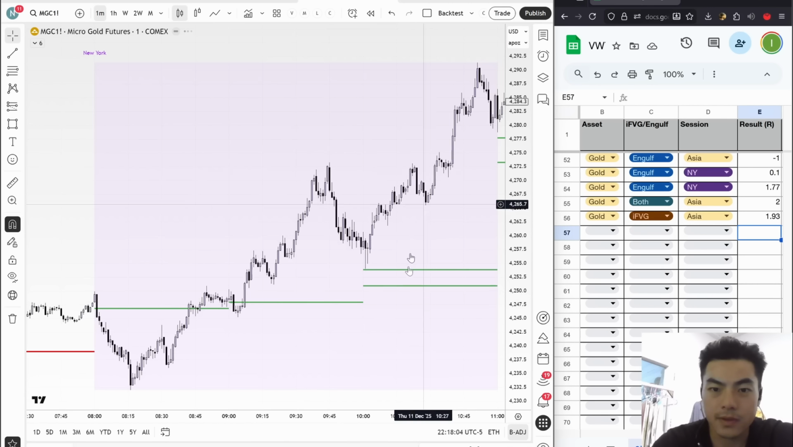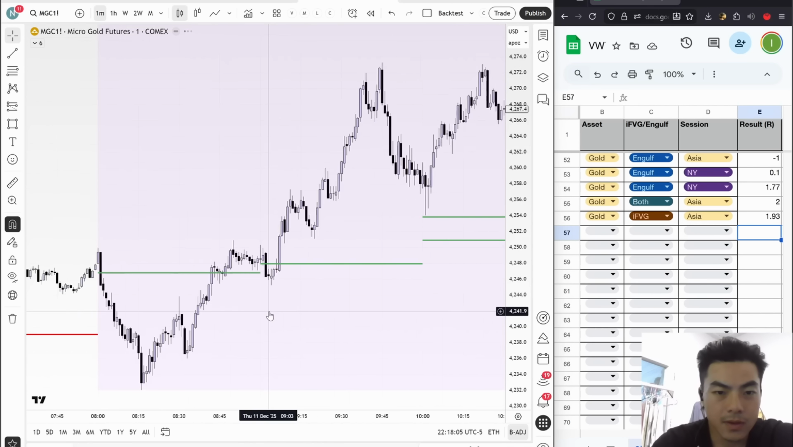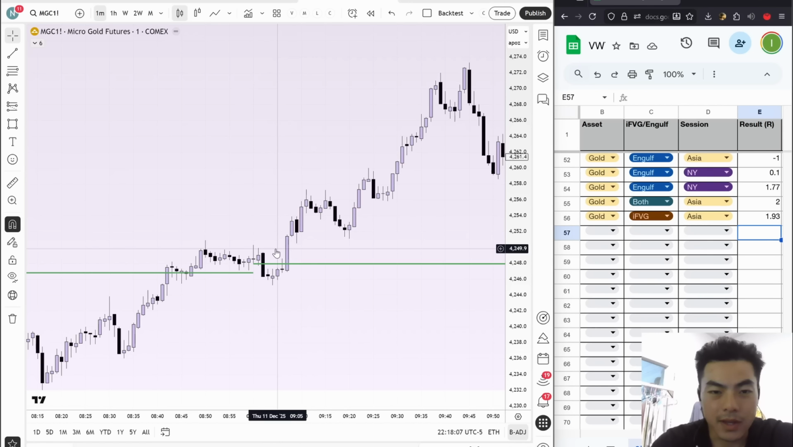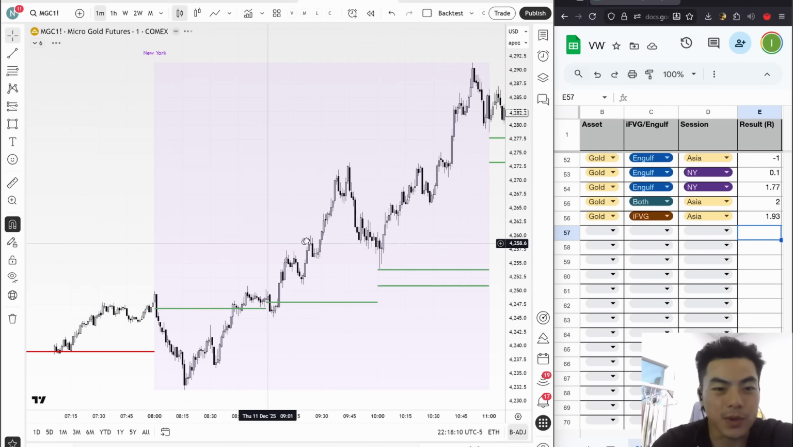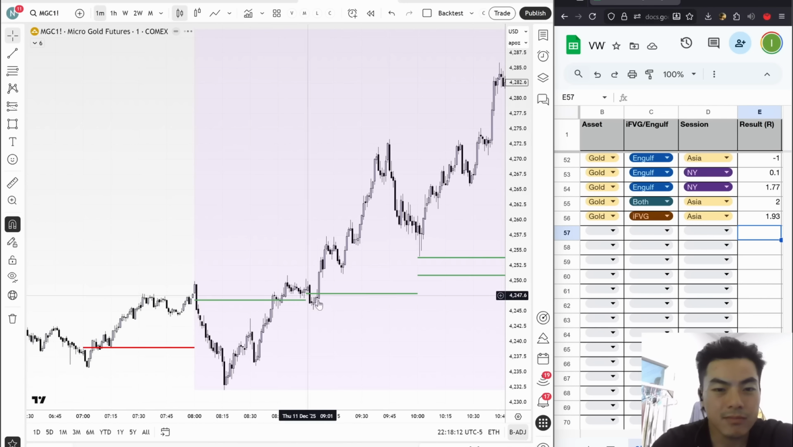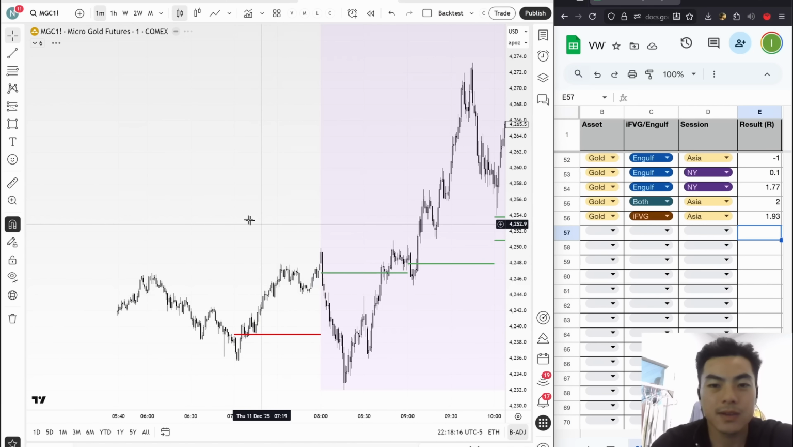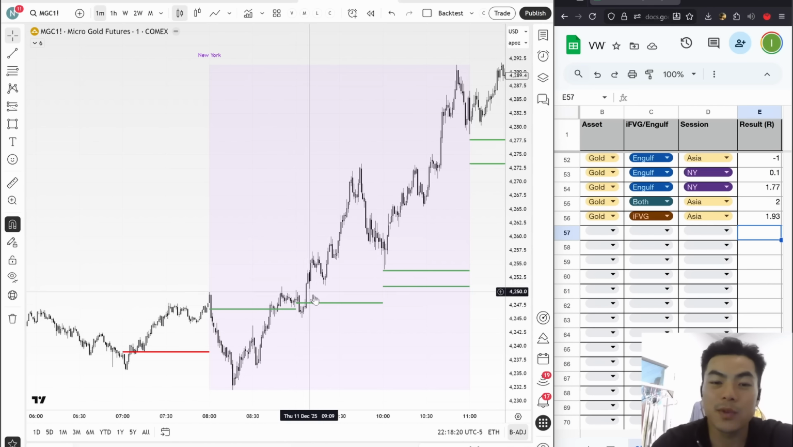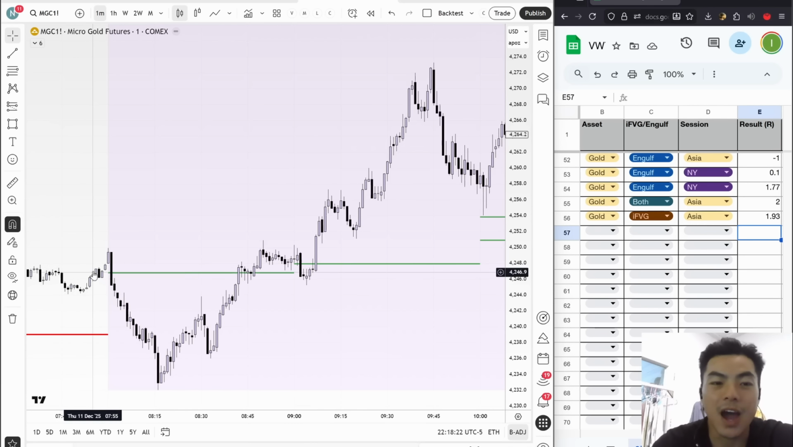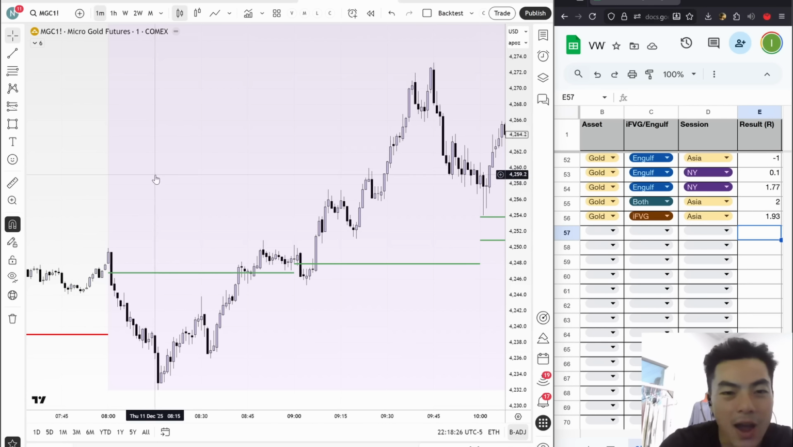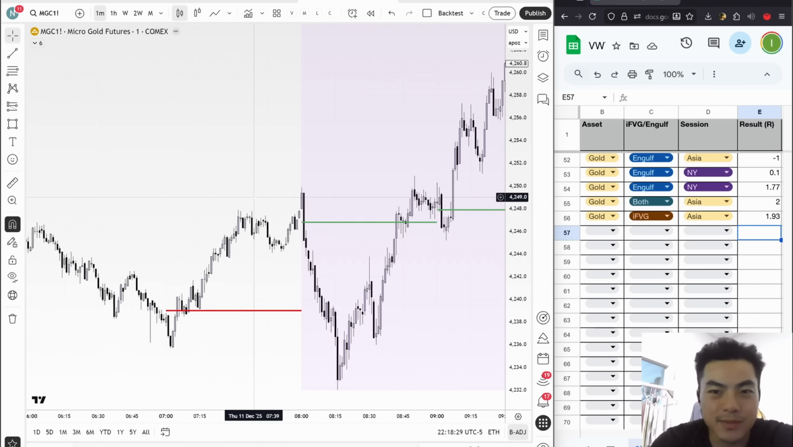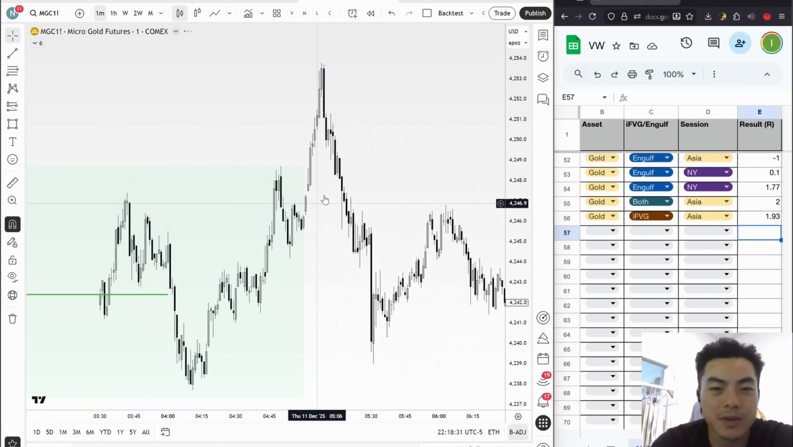Alright, let's see. Nothing there. Here we do get an entry, but no draw on liquidity, so not taking that. Not taking that. No draw on liquidity. Yeah, both would have been winners, but I like to play with draw on liquidity. Like there needs to be a high for the target to reach for, otherwise it's just a gamble in my opinion.